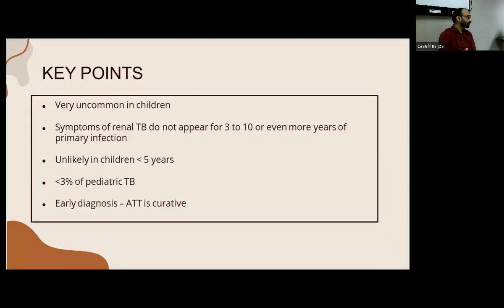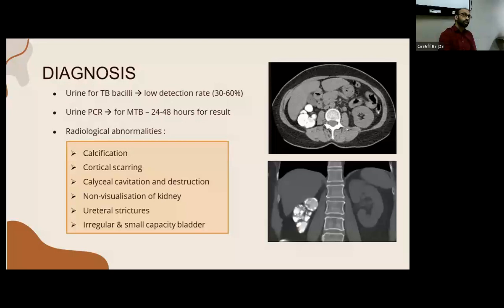With early diagnosis of genitourinary TB, ATT itself is curative and no surgical intervention is required. So the diagnosis of genitourinary TB in a case that presents symptomatically is by sending a urine sample for TB bacilli, but this has a very low detection rate. Just about 30 to 60% of cases are positive for bacilli in the urine. Urine PCR, on the other hand, is more sensitive and specific, and a faster result can be obtained. So this is a better way of diagnosing it.